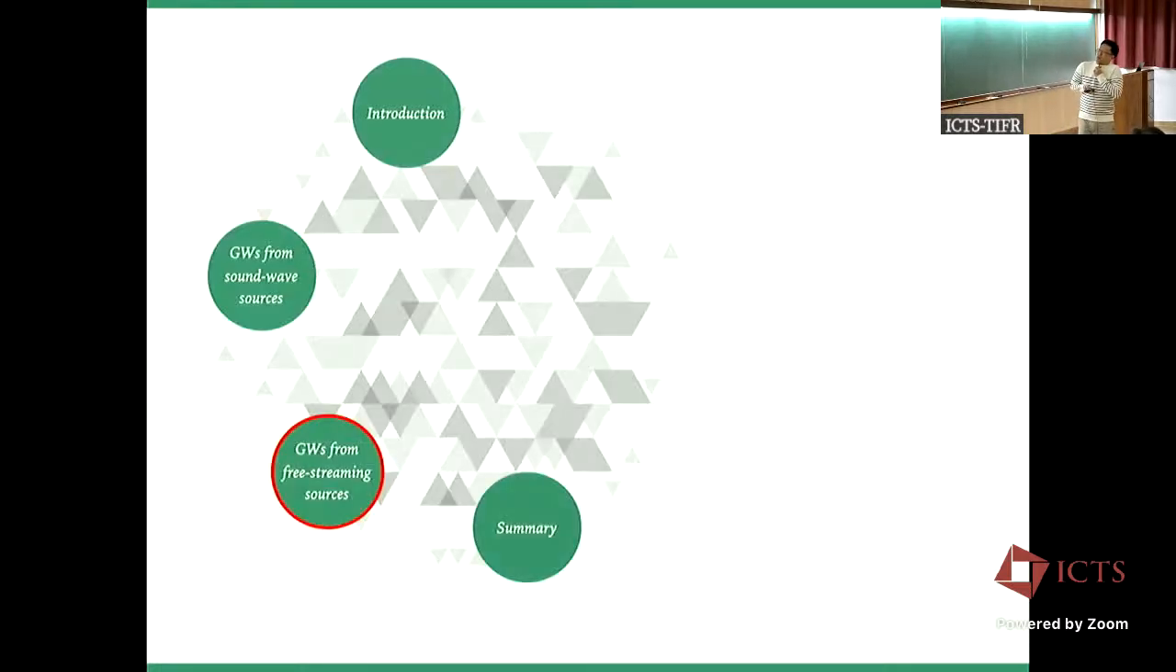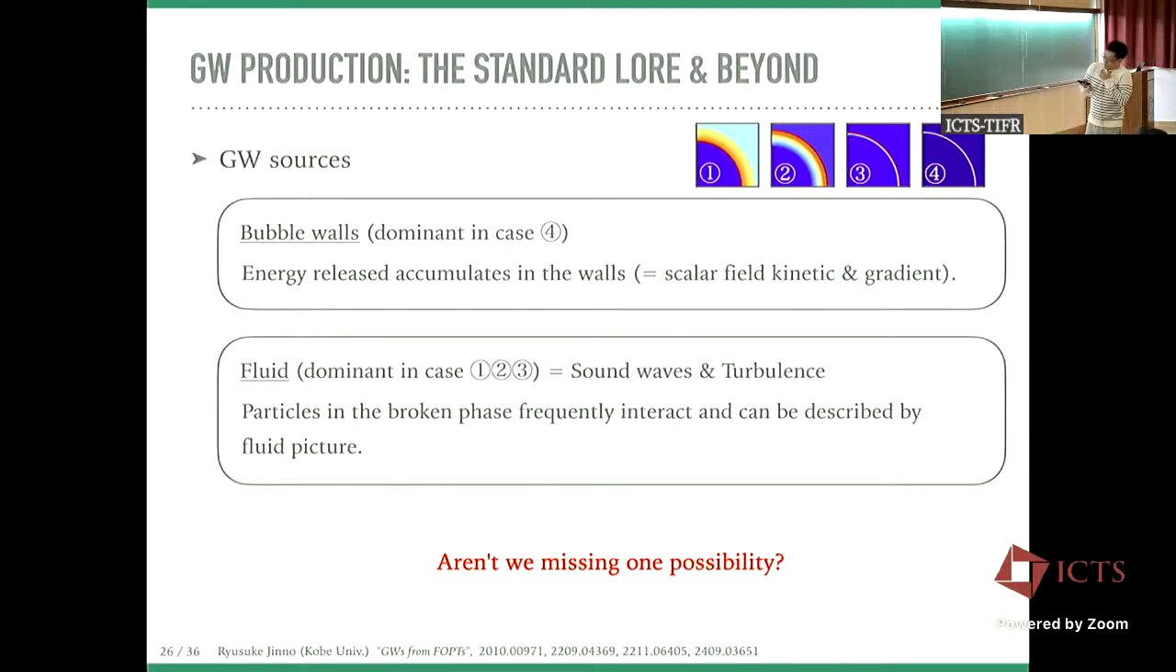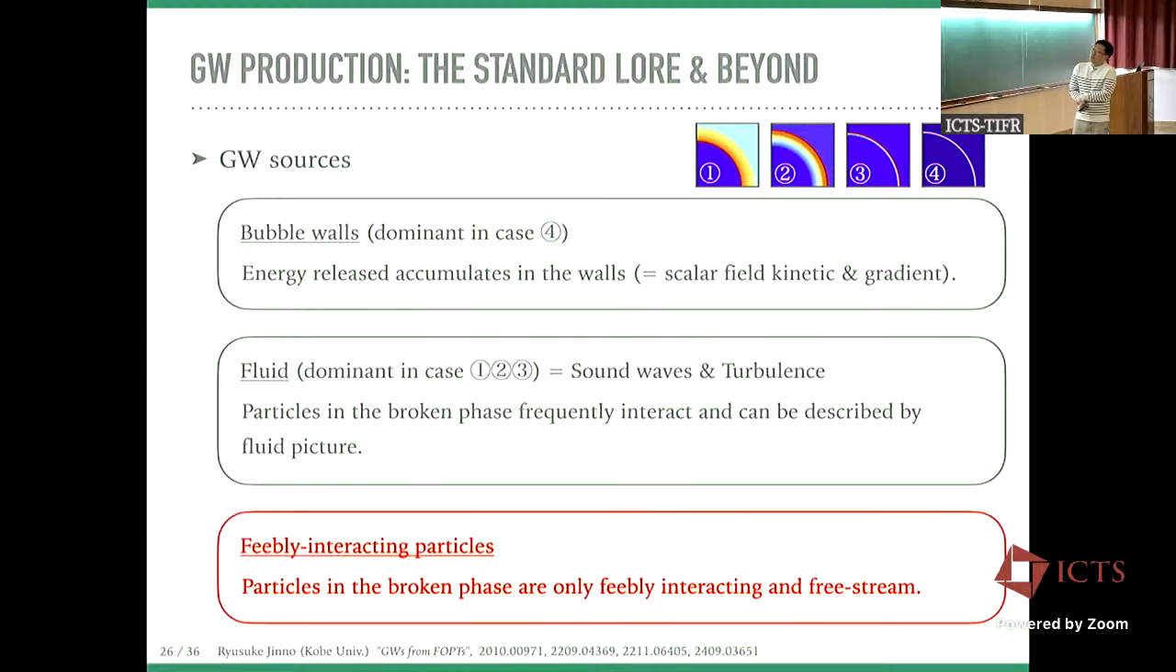Let me move on to part two. This might be more interesting to particle physicists. So far, I have explained three gravitational wave sources. The first one is bubble collision, and the second one is sound waves and turbulence. Let me combine sound waves and turbulence as the fluid contribution to gravitational waves. And a question I would like to ask is, aren't we missing one possibility? Free-streaming particles, or feebly interacting particles.